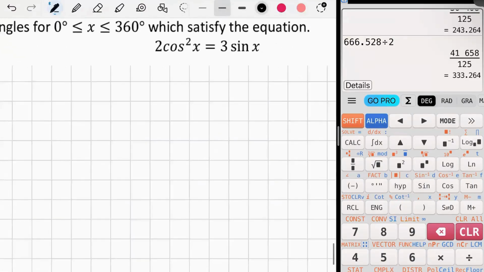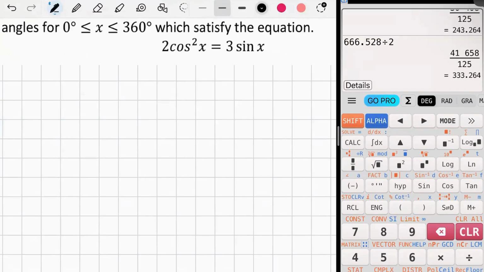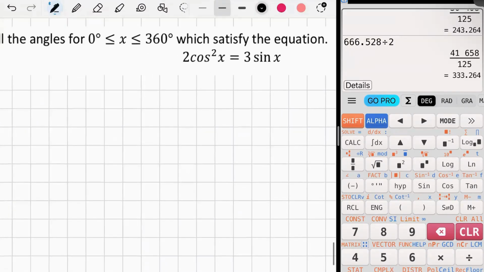So what we have here is that we have sine, cosine square, we have sine, right? You can only solve if it's sine, cosine, tangent. So what we have from here is you need to change some stuff, and we know that 2 cosine square is actually 1 minus sine square.